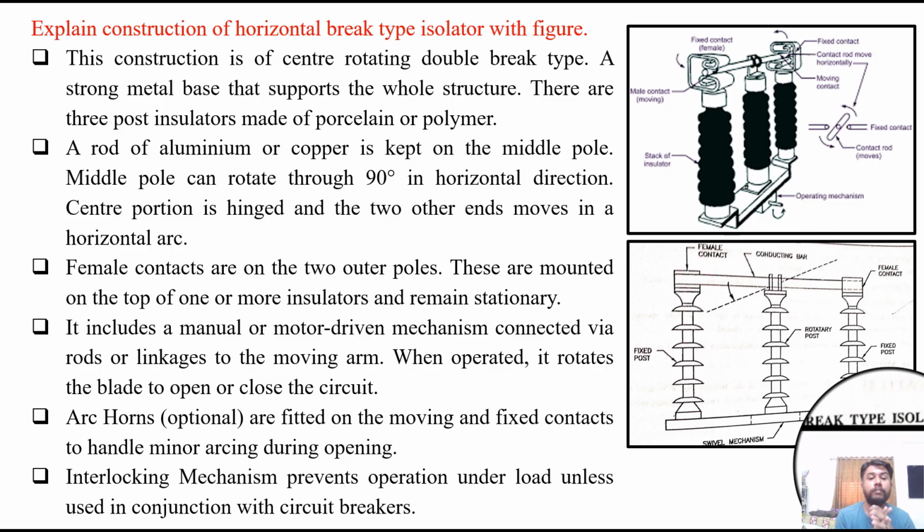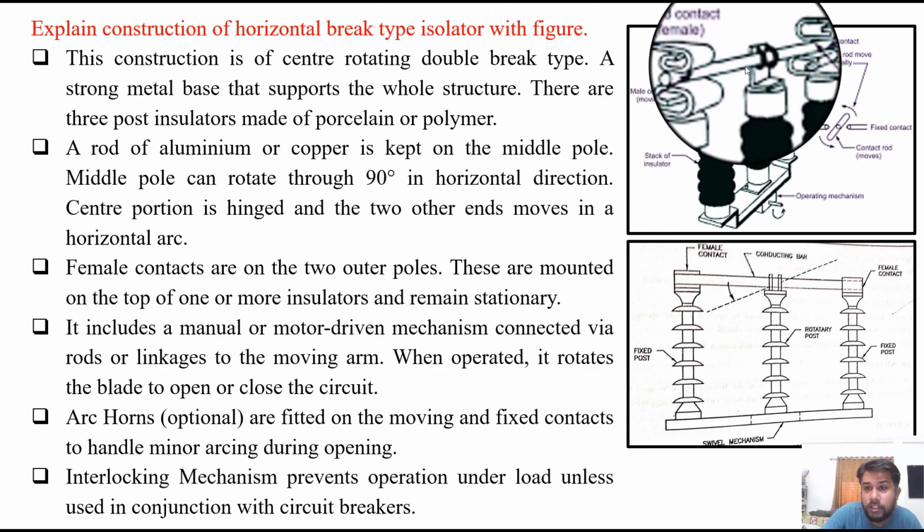The construction of horizontal break type isolator with figure. So this construction is of center rotating break type isolator, or say double break type isolator, means from the center it opens like this, so it breaks the two contacts on either side. A strong metal base that supports the whole structure. There are three post insulators made of porcelain or polymer. It is shown in the figure.